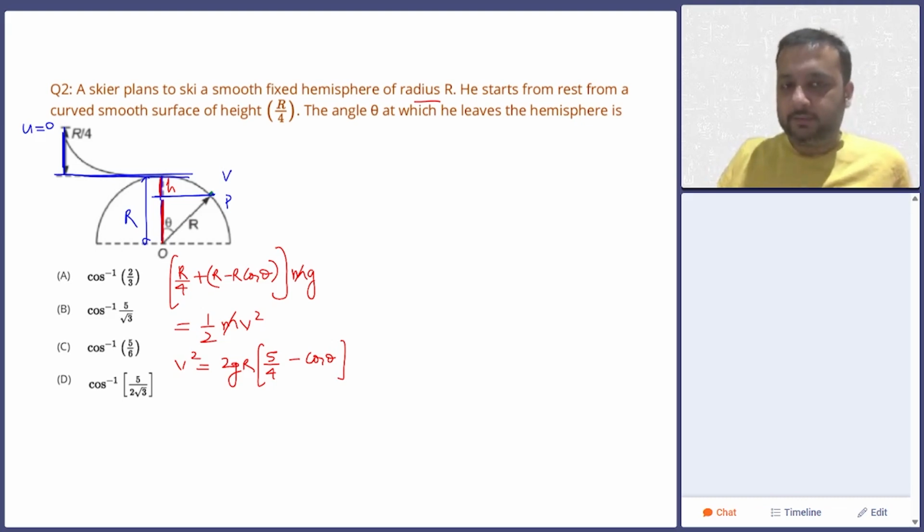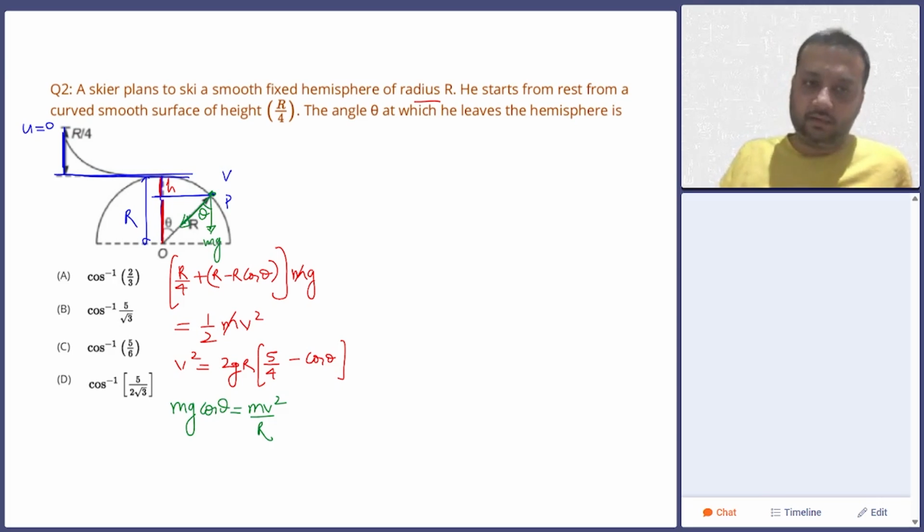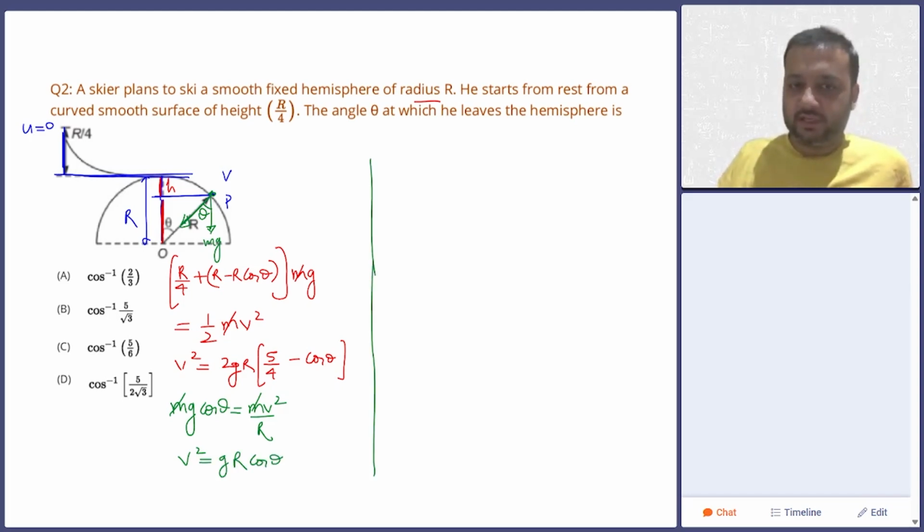Secondly, at the point P, the particle is separating from the sphere. Hence the normal reaction at this point becomes 0. So the only force acting at this point is gravity. The component of gravity towards the center, if this angle is also theta, is mg cos theta, and this provides the necessary centripetal force. So mg cos theta equals mv square by r, because the normal reaction has become 0. Hence v square can also be written as gr cos theta from the second equation. Now we can equate the value of v square by the red equation and the green equation.